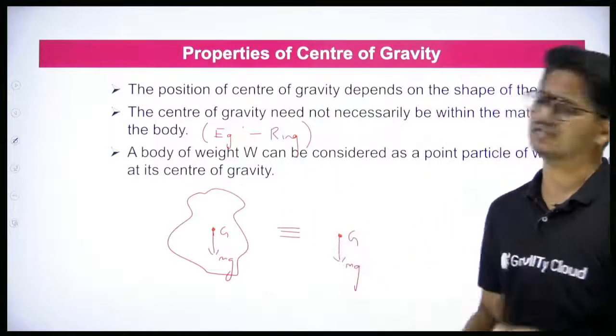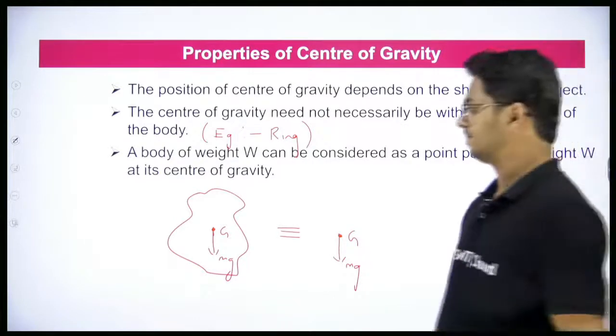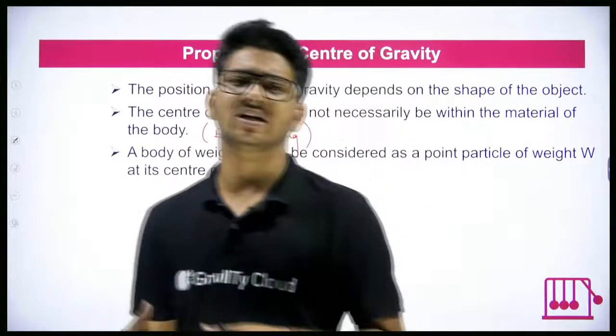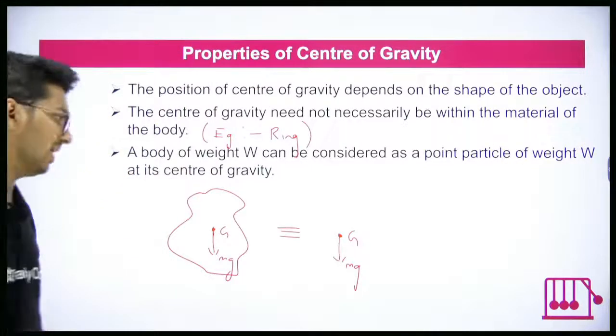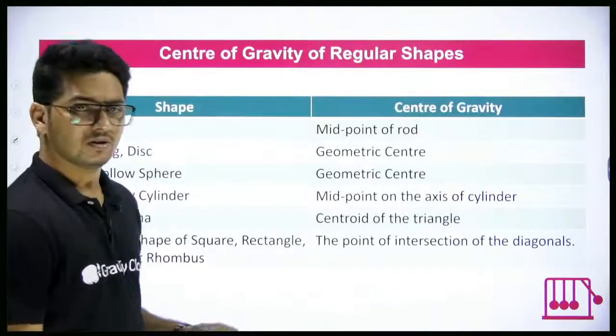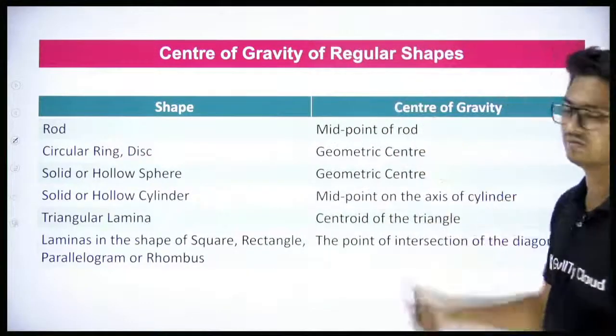But yeah, not required that much as of now. But again, it's an important point. Alright, so three important properties of what? Center of gravity. And we have many other shapes, as we know. Some of the shapes are given here and the center of gravity positions are also given.